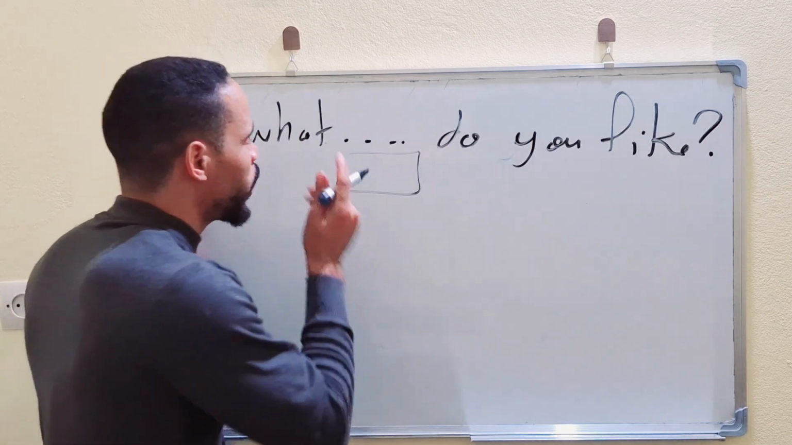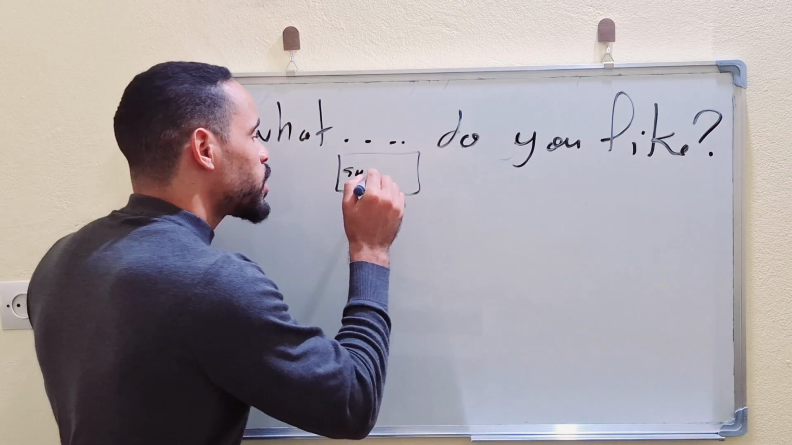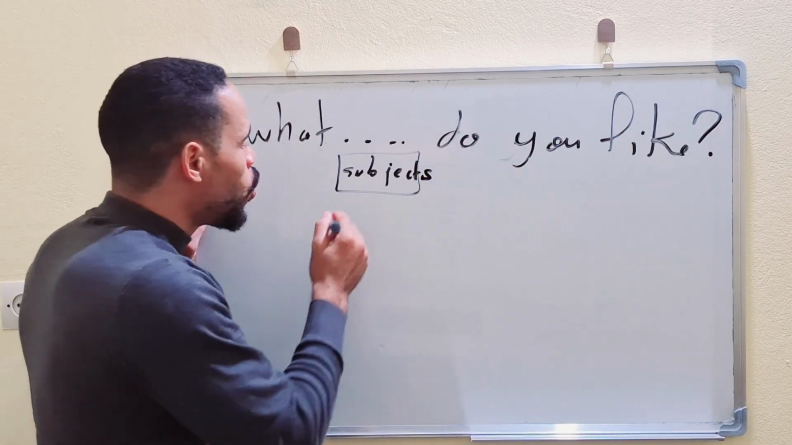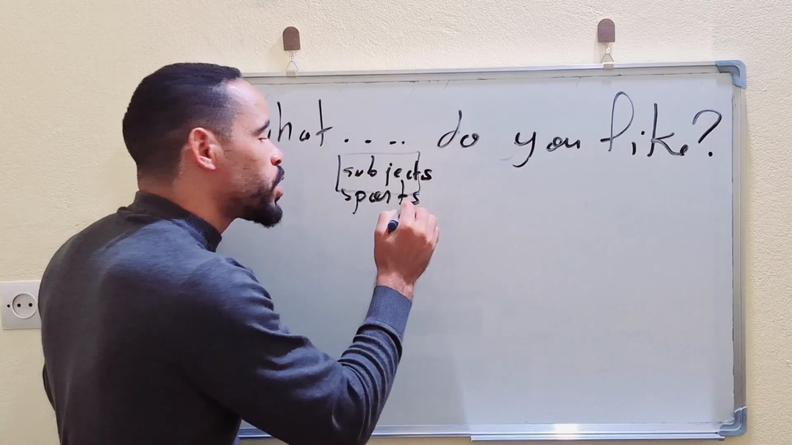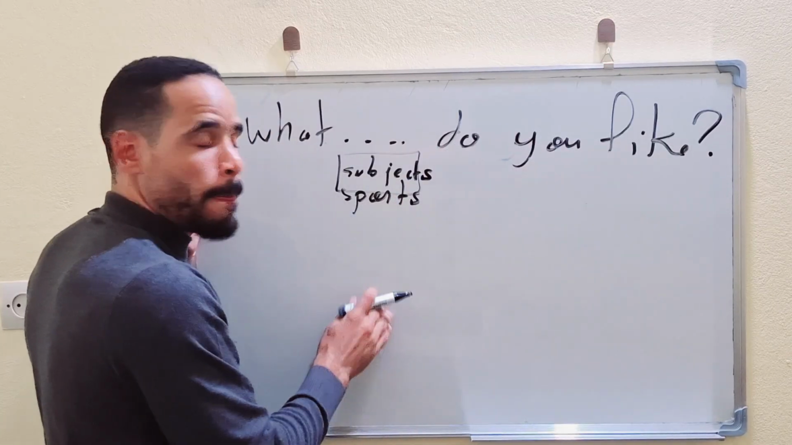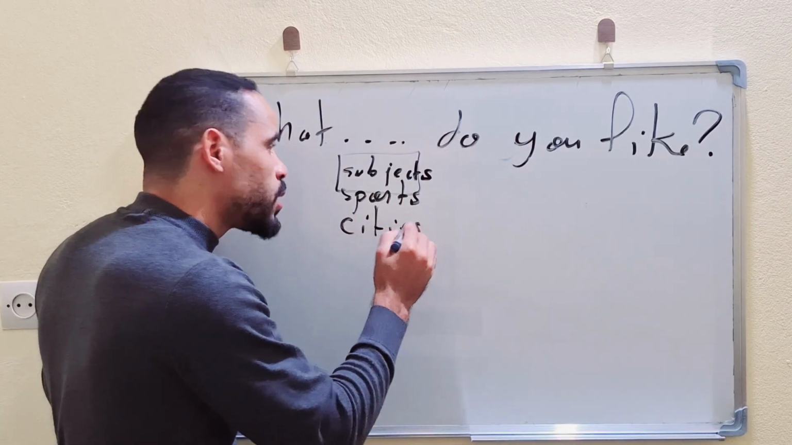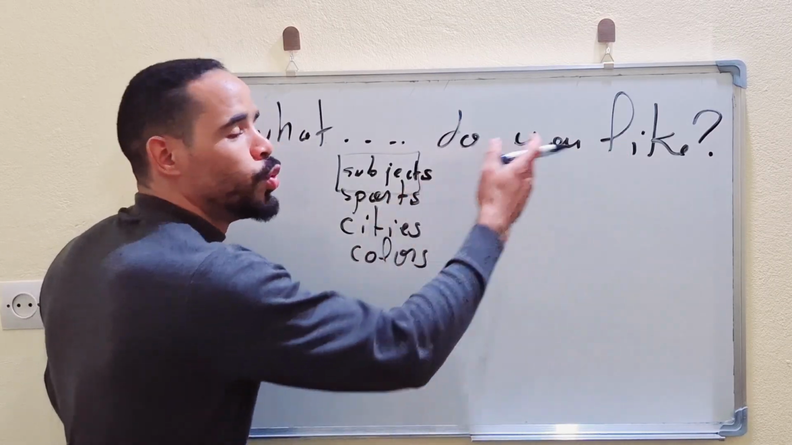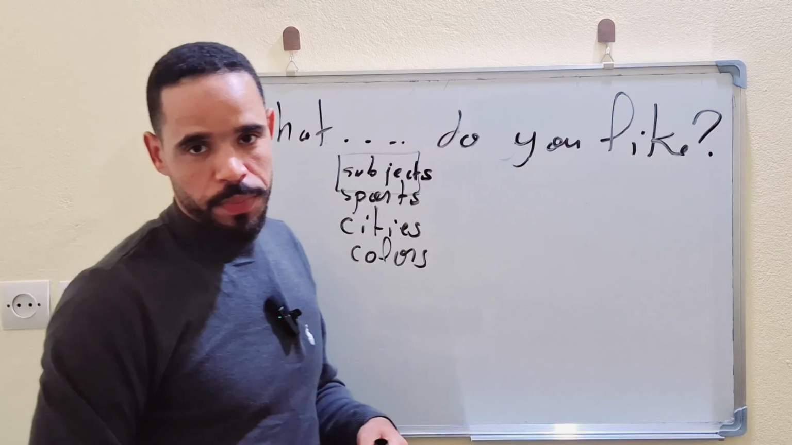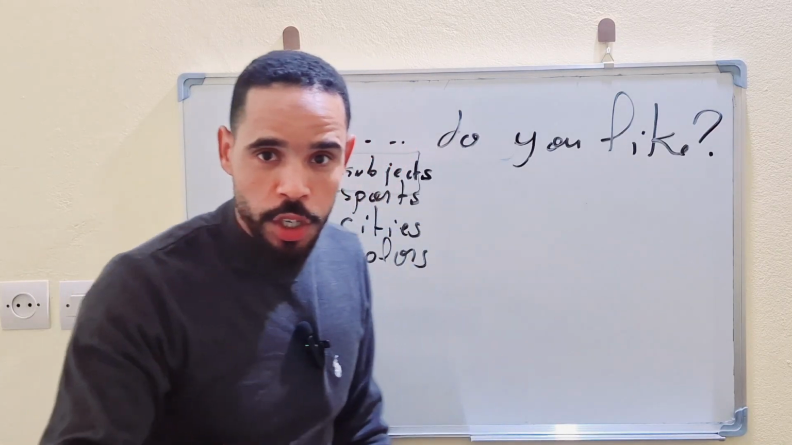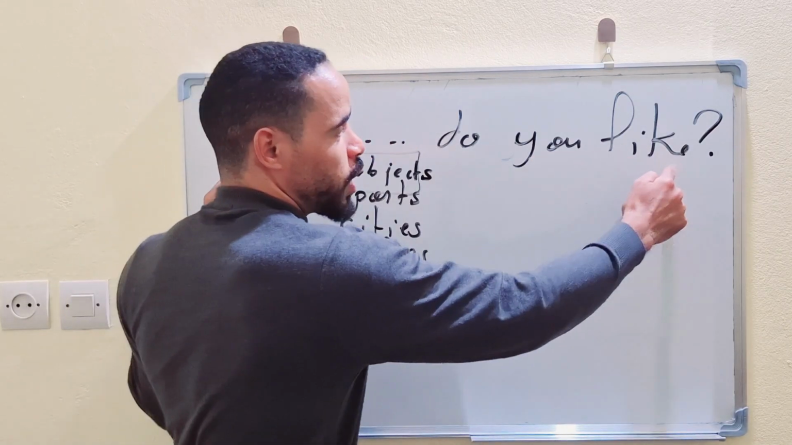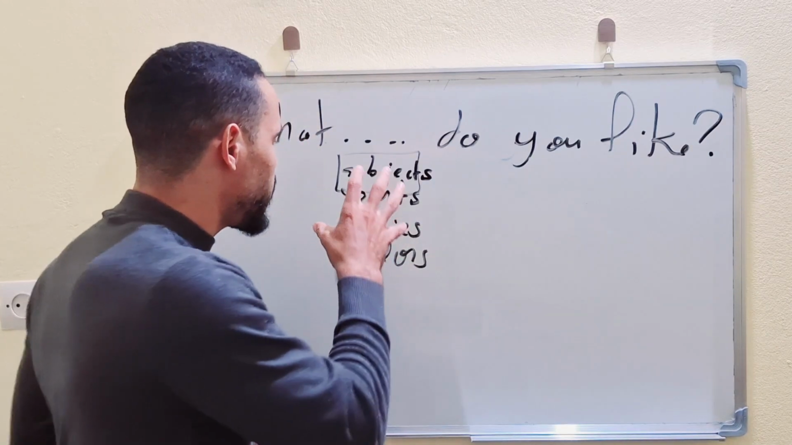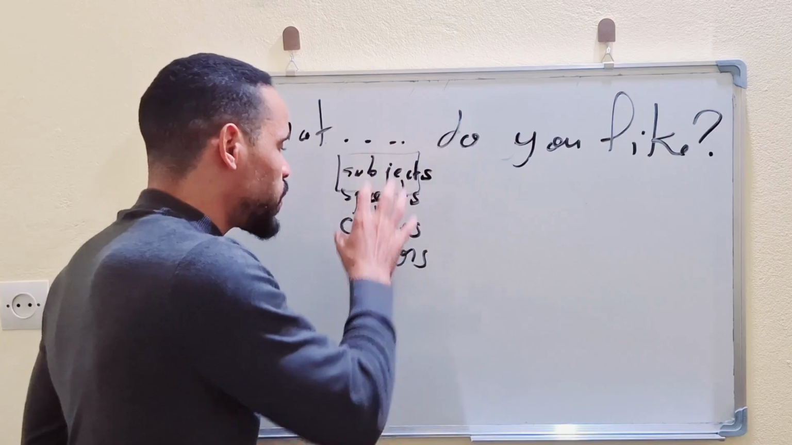For example, we can say, what subjects do you like? What sports do you like? What cities do you like? What colors do you like? You see, here I'm not changing or I don't change the structure. I keep the same structure. What I change is this part, this element.